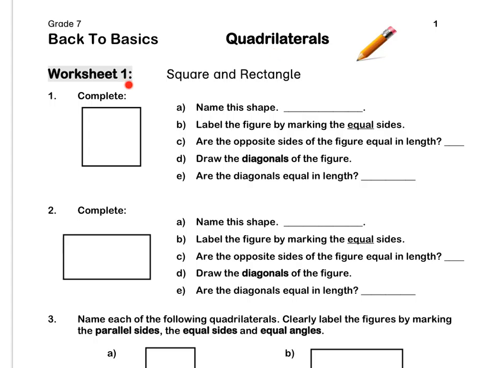Quadrilaterals, Worksheet 1. Question 1. A. Name this shape. This is a square. B. Label the figure by marking the equal sides. All four sides are equal to one another. C. Are the opposite sides of the figure equal in length? All four sides are equal, therefore the opposite sides are equal.